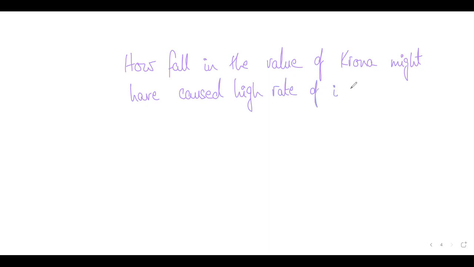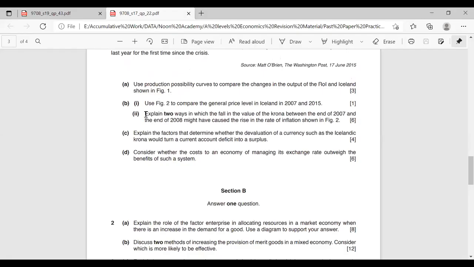Okay, now this being said, 6 marks. So we have to explain all possibilities how a fall in the value of Corona might have resulted in higher inflation, right? How a fall in the rate of currency might have caused high inflation. So now you knowing the idea, what can you tell me? Explain 2 ways in which the fall in the value of Corona between the end of 2007 and 2008 might have caused a rise in the rate of inflation shown in figure 2. So in simple words, how a fall in exchange rate, how a fall in the value of corona, might have caused a rise in inflation. That is what you're supposed to answer.